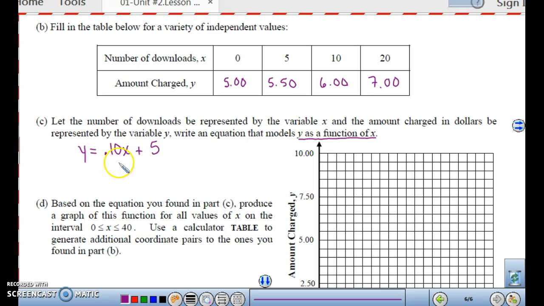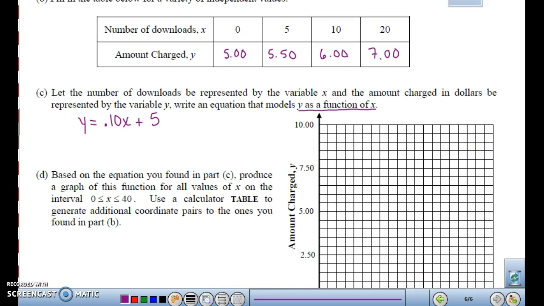All right, so now that we have our function, let's remember how to graph this. So based on this equation, let's do a graph of this function. Now we can just plot these values right here: (0, 5), (5, 5.50), (10, 6), and (20, 7). We get a very respectable line.